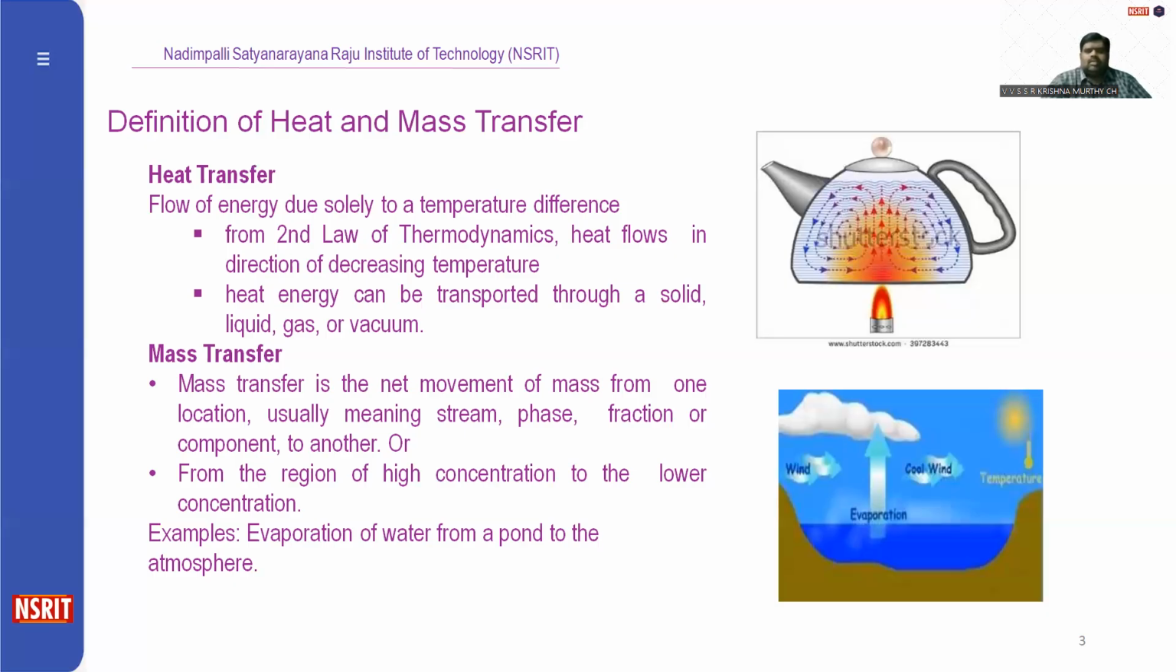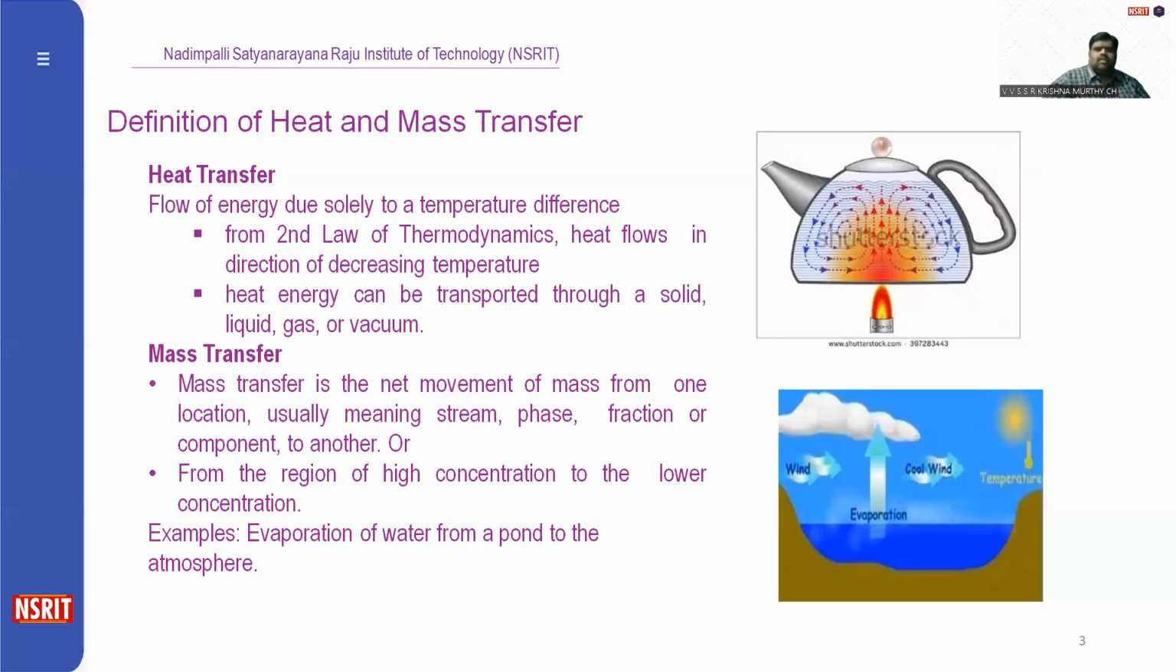Now let us discuss the heat and mass transfer definitions. Heat transfer is nothing but the flow of energy caused by temperature differences. This is entirely based upon the second law of thermodynamics, where heat flows in the direction of decreasing temperature. This transfer of heat can be in a solid, a liquid, or in a vacuum also. We shall discuss further in the next session.